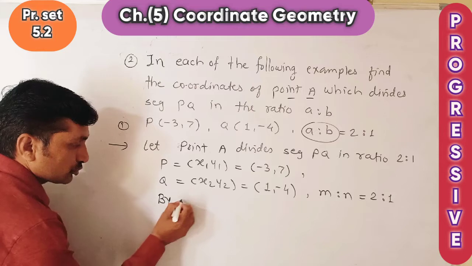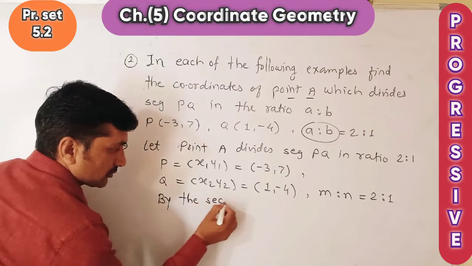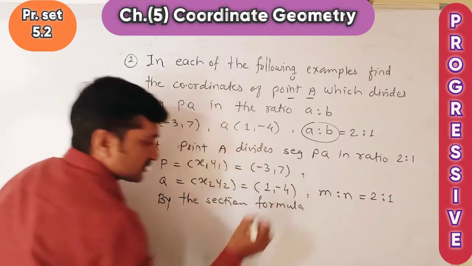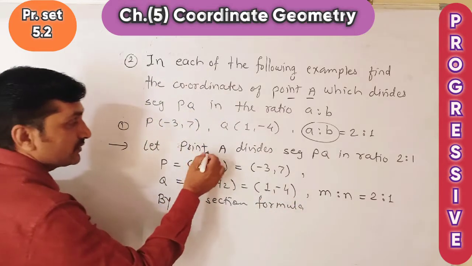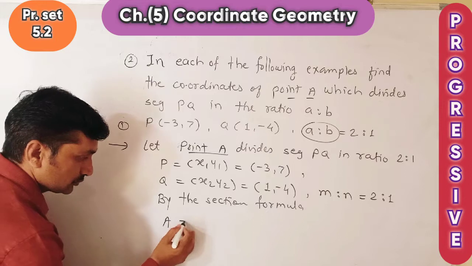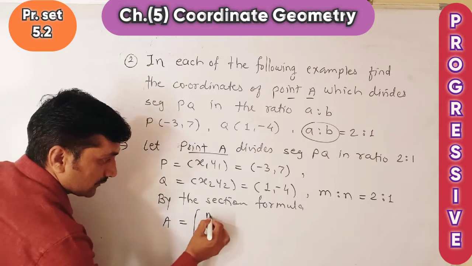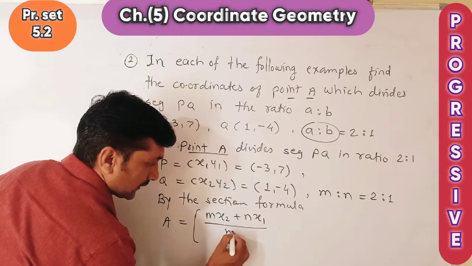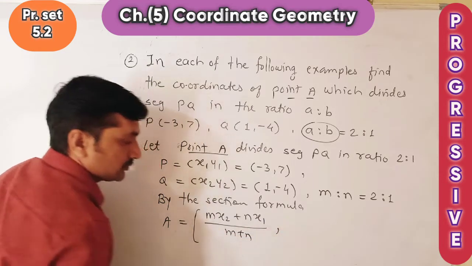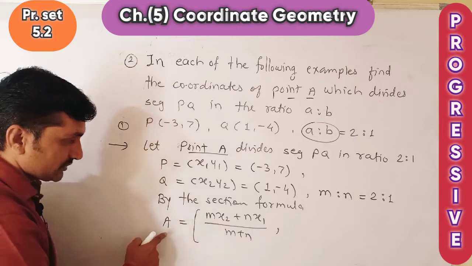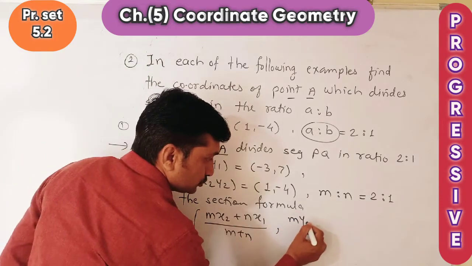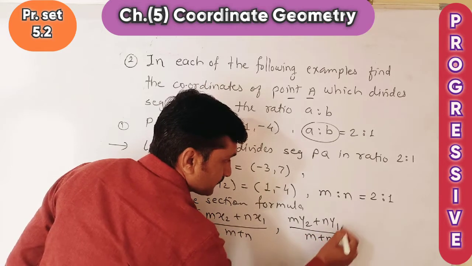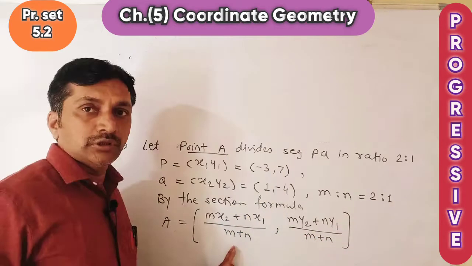By the section formula. Now you know the section formula. The section formula is, which point is dividing? Point A. Therefore A is equal to, in bracket, mx2 plus nx1 upon m plus n. This is the x coordinate of point A. my2 plus ny1 upon m plus n. This is the section formula. Now put values here.